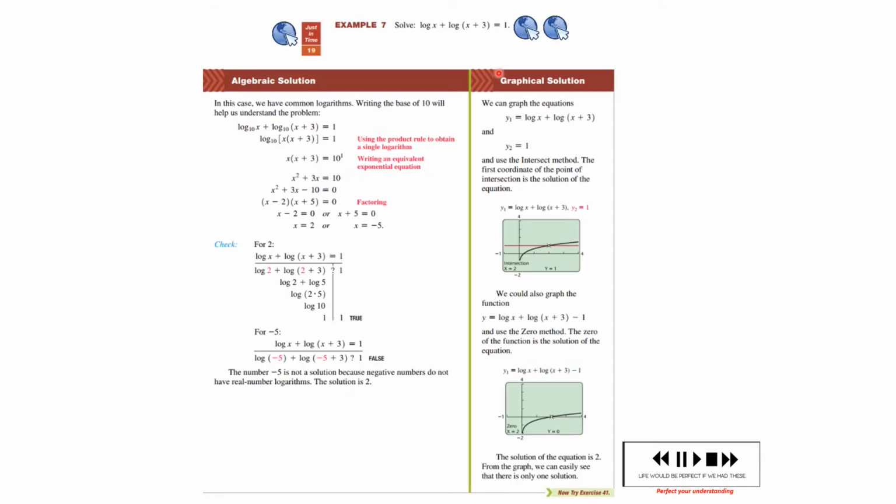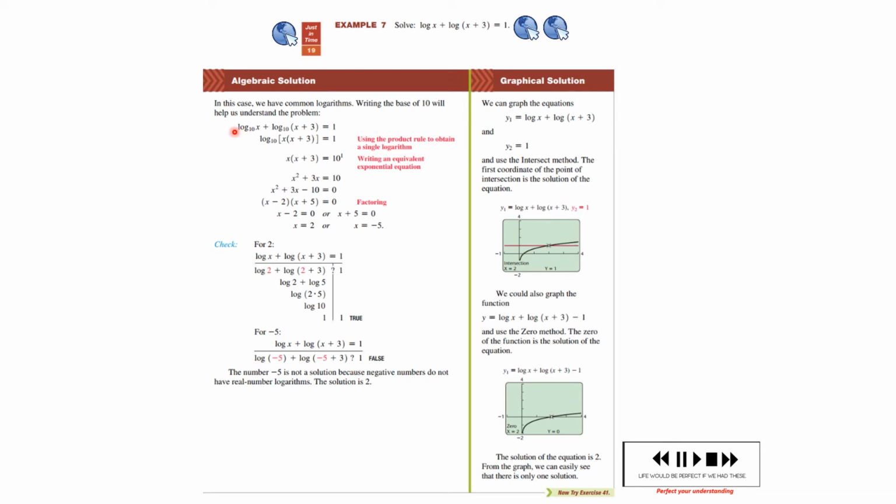Here's another logarithmic equation that we're trying to solve. Log of x plus the log of x plus 3 is equal to 1. If we're doing the graphical solution, we would graph the left-hand side, graph the right-hand side, and use the intersection method that we've studied before, and we see the solution is 2. The algebra solution will allow us to use properties of logarithms.